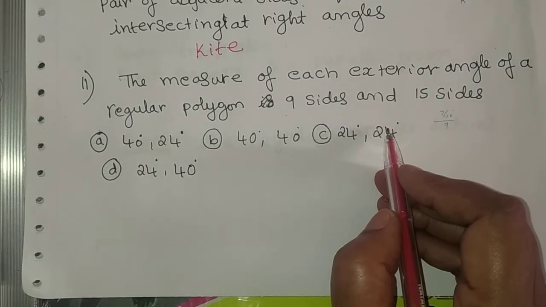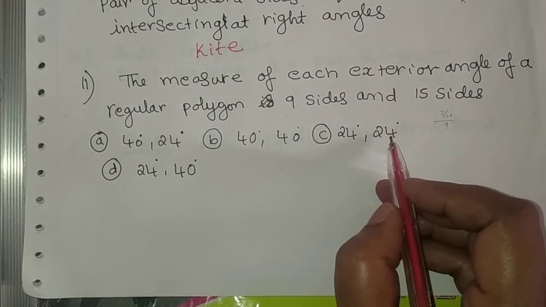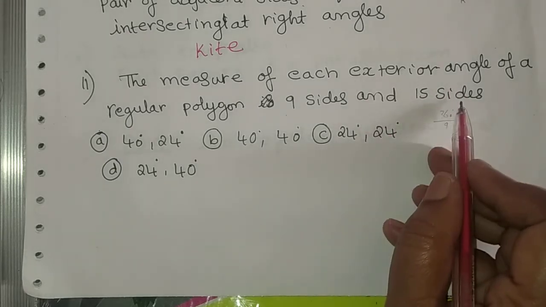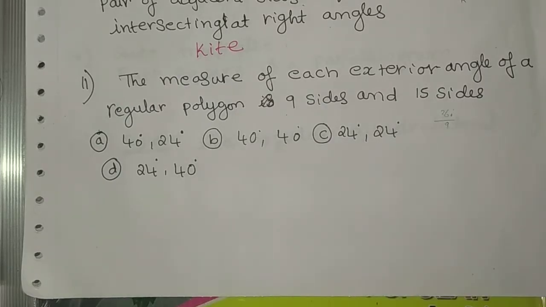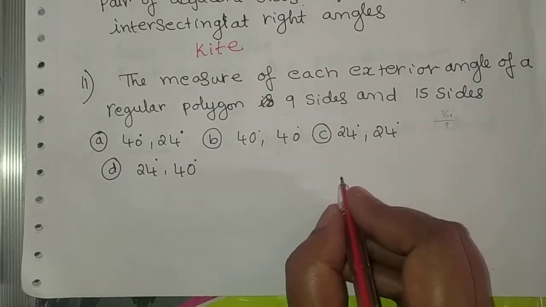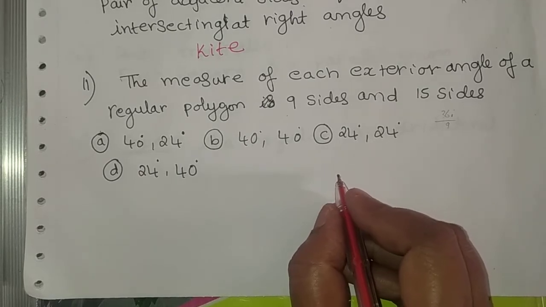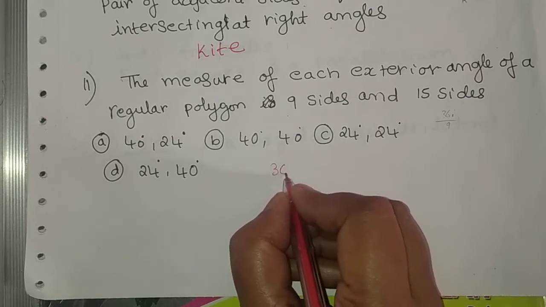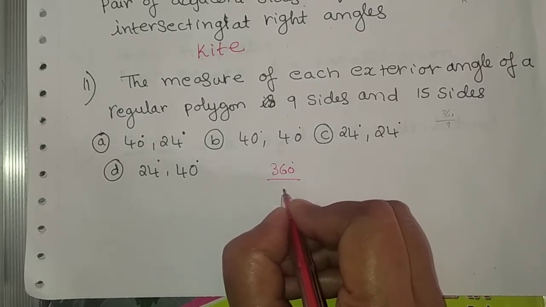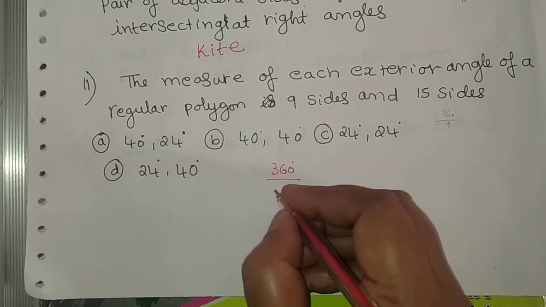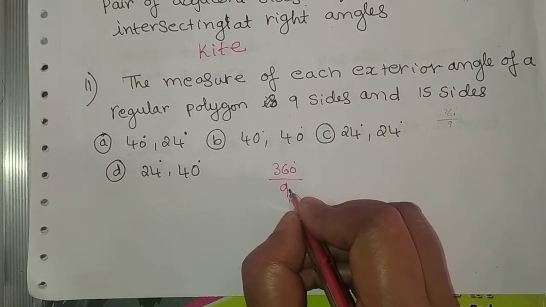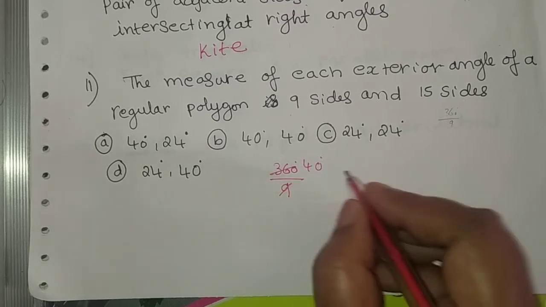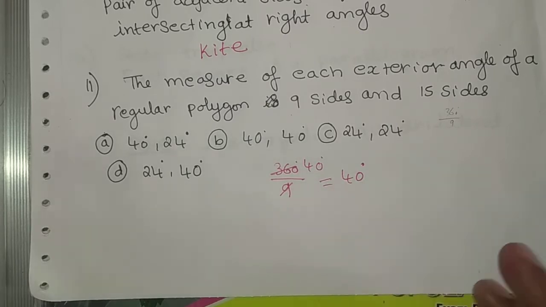So next is, the measure of each exterior angle of a regular polygon with 9 sides and 15 sides. For this we just have to divide 360 by 9, as 9 is the given number of sides. How much do we get? 9 fours are 36, so we get 40 degrees for the first.